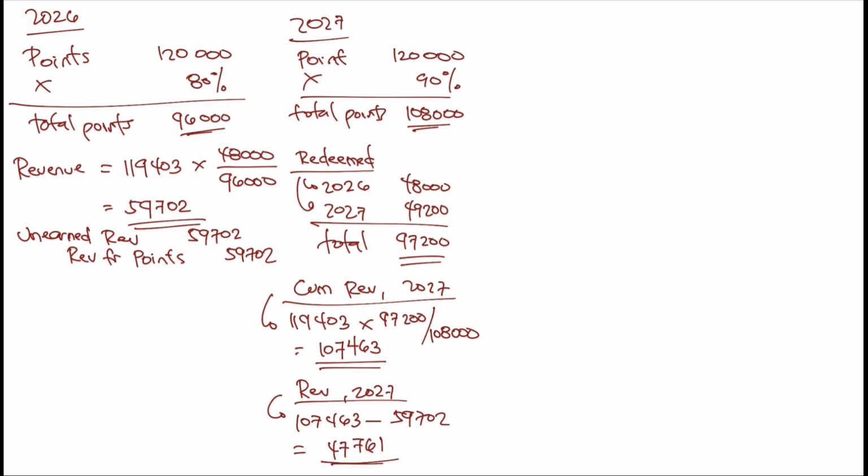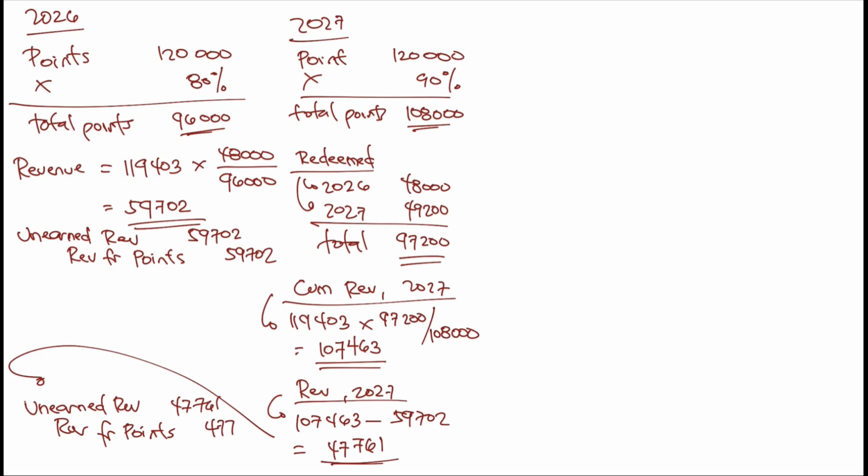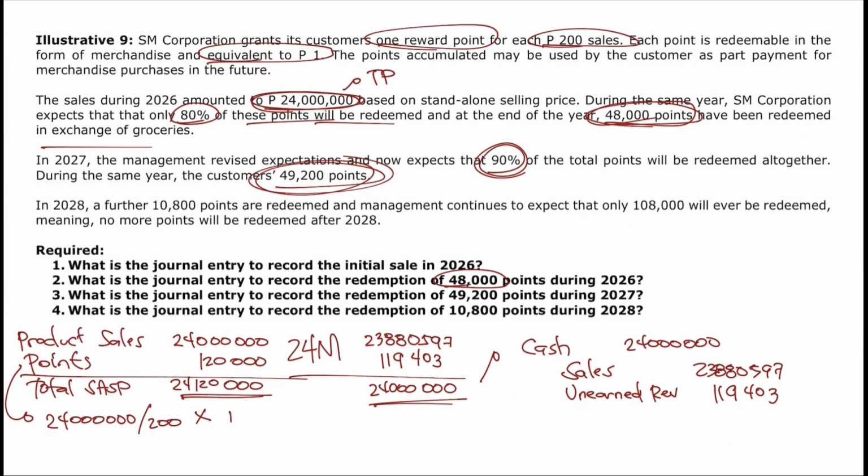So, to journalize this, our journal entry is to debit unearned revenue, then credit revenue from points, which is equal to 47,761 pesos. Okay? And that's our final answer for requirement number 3. That's the journal entry to record the redemption of 49,200 points during 2027. Okay? Then lastly, number 4, what's the journal entry to record the redemption of 10,800 points during 2028?